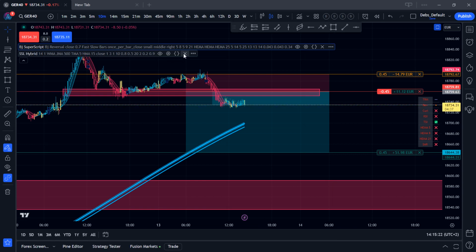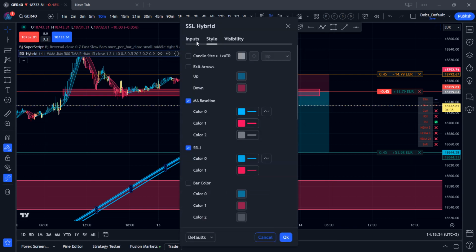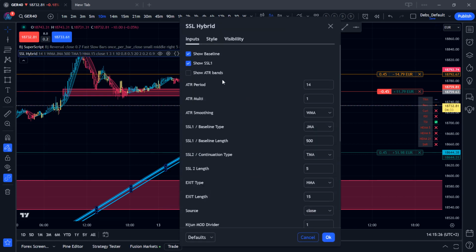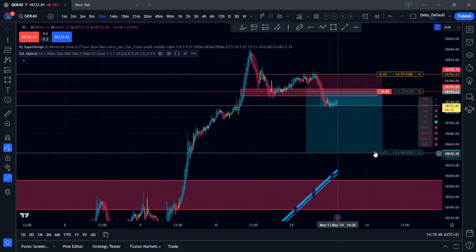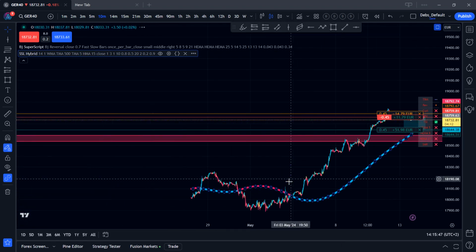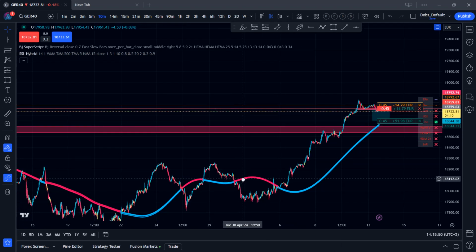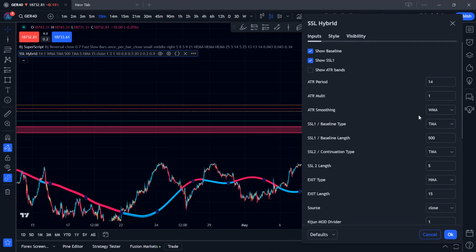Next, I'm going to move on to the SSL hybrid. For the SSL hybrid, for the inputs, you're going to do show baseline and show SSL1. Disable this thing. And you're going to set this one to 500. And set this SSL1 baseline type to JMA. You could set it to TMA as well, but TMA is a little bit slower, as you can see. It is a little bit slower. Let me just show you.